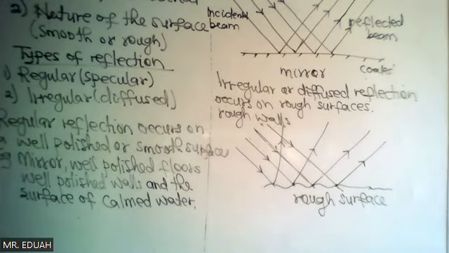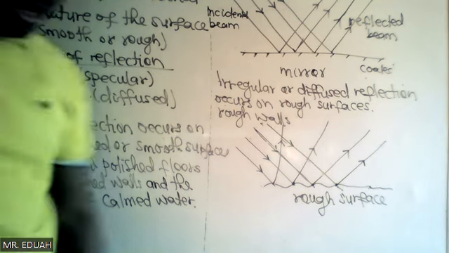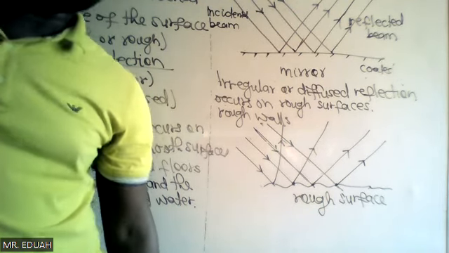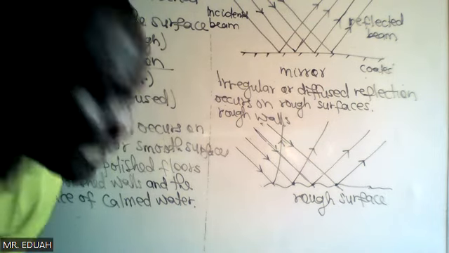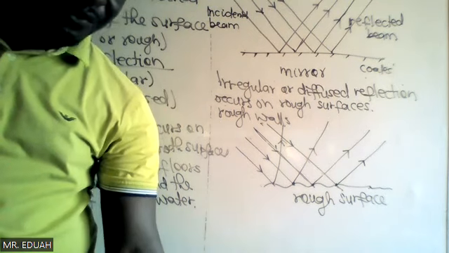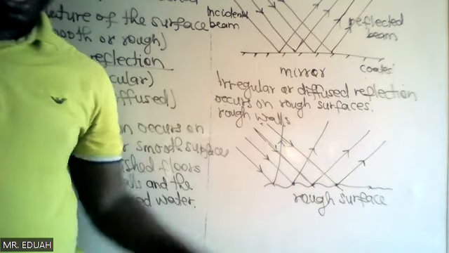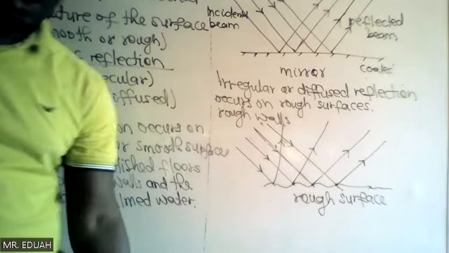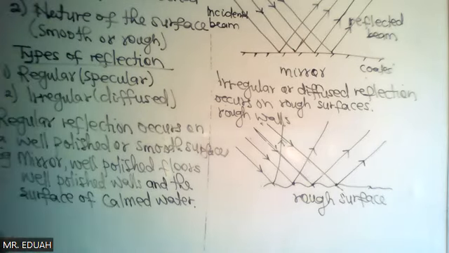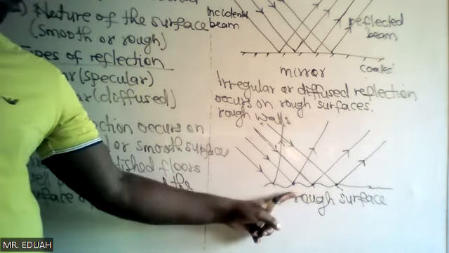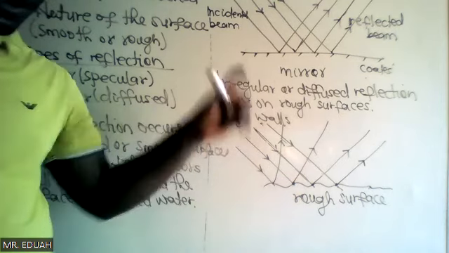Because of this, diffuse reflection does not form an image. So if you enter a space and the surface is rough, you will never find the image of anything when you look at the surface. But for regular reflection, because the light is incident on the surface and reflects in that orderly manner, there is formation of images. There's no formation of images in irregular reflection.